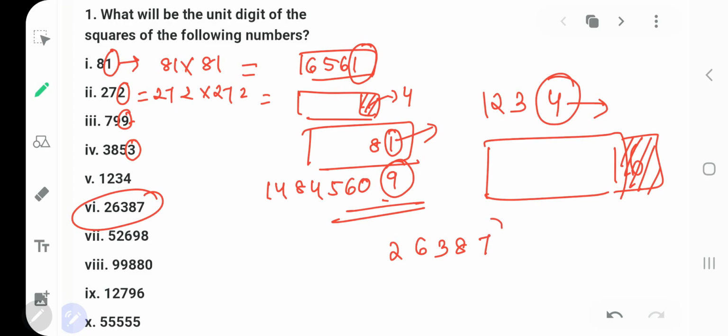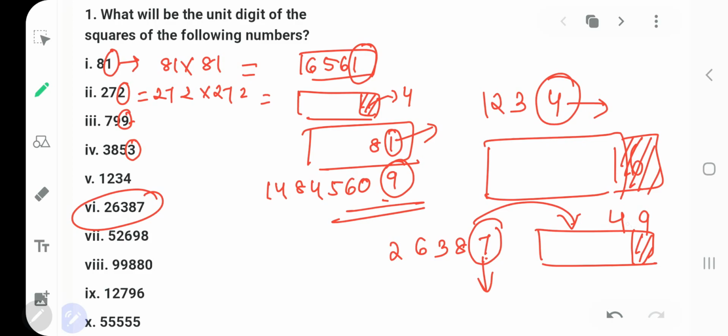Next number is 26387. Now what is the unit digit of this number? That is 7. So whatever the square of this number is, its last digit will be the last digit of the square of the unit digit of the original number. That is 7 squared, 49. So the last digit will be 9, because the 4 will go into the carry over.